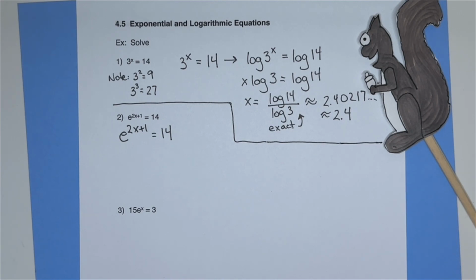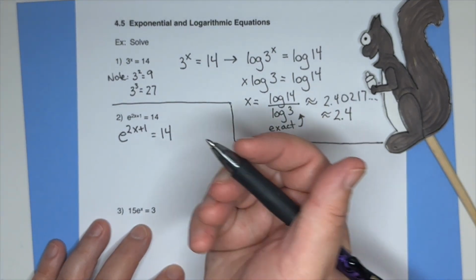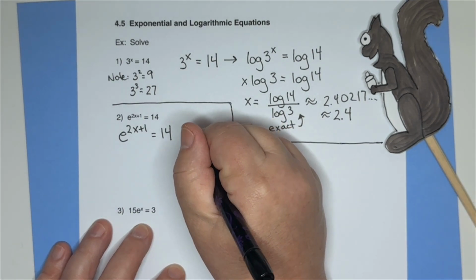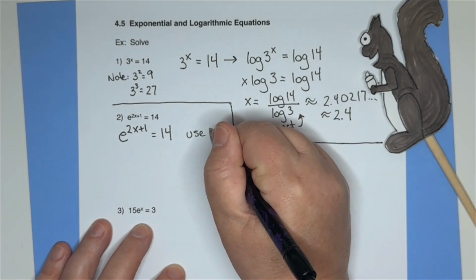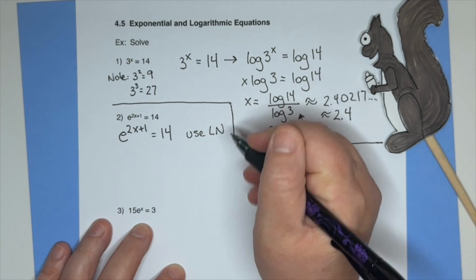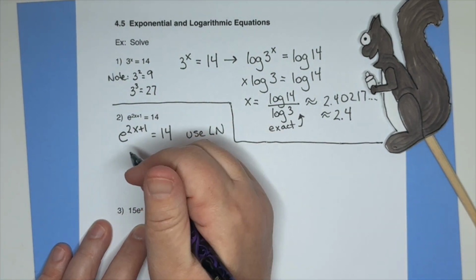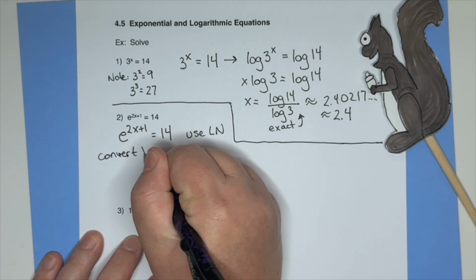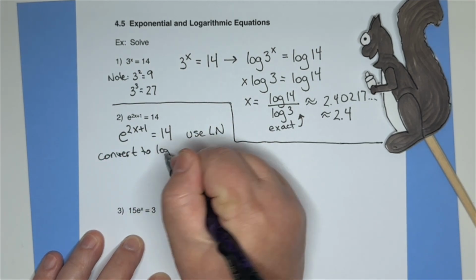Now, you can either convert this to logarithmic form, or you can apply the natural log to both sides. Since it's something we've done before, I'm going to convert to the logarithmic form. So I'm going to use natural log, and convert to log form.